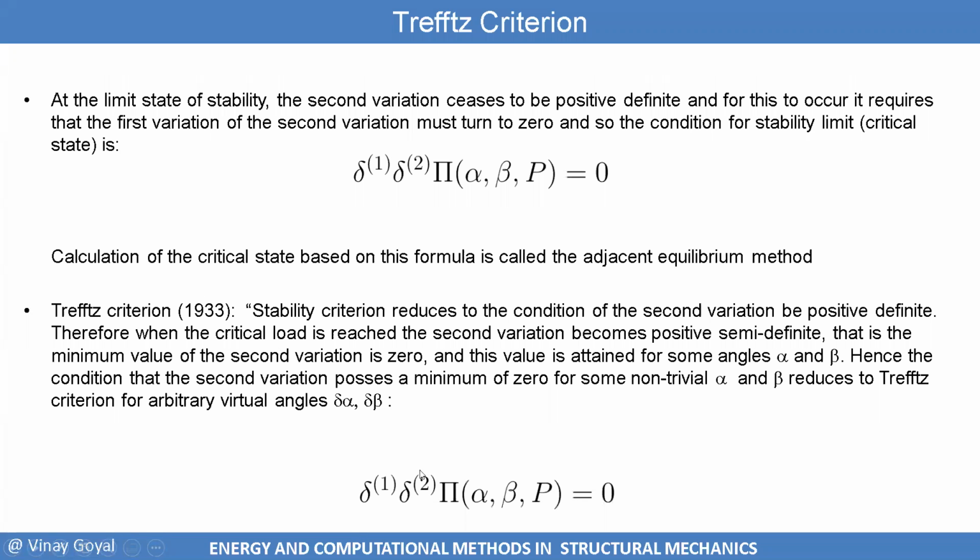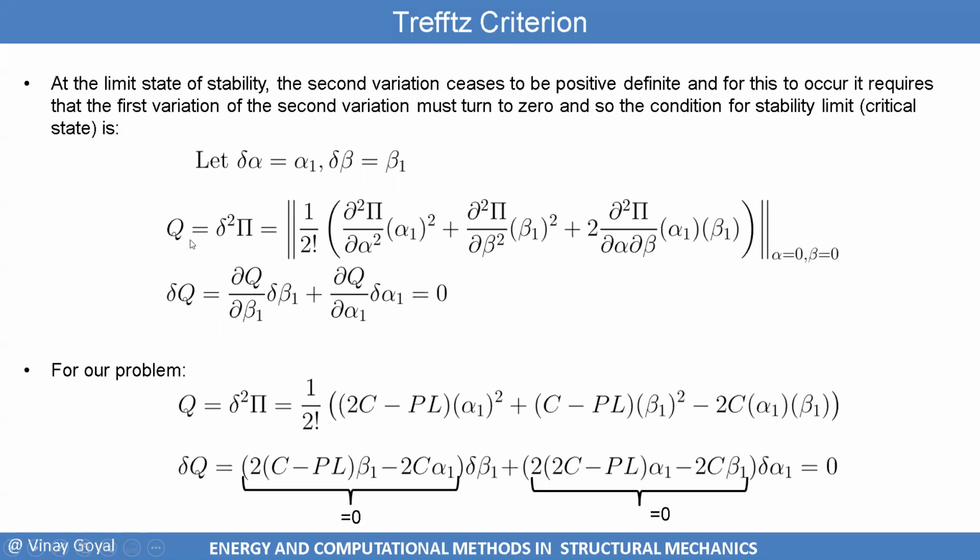Otherwise, if I look at this one, it looks very difficult to execute. But if I look at this, it's much easier. If I call this whole thing Q and find the first variation of Q, and Q is the second variation of pi, this makes it much more tractable for our eyes. So that's what we're going to do.